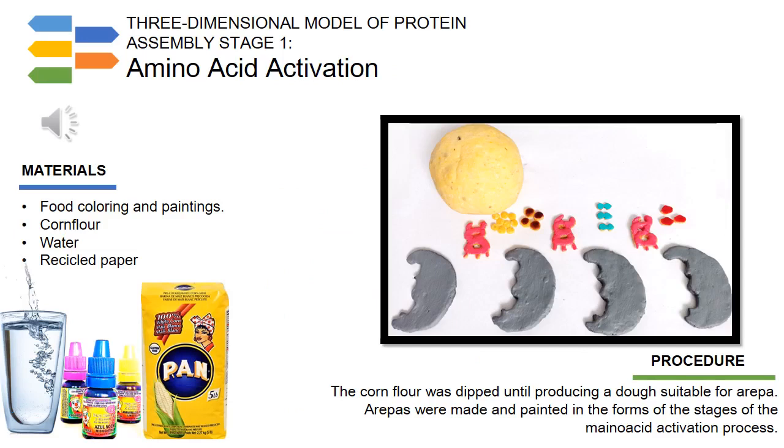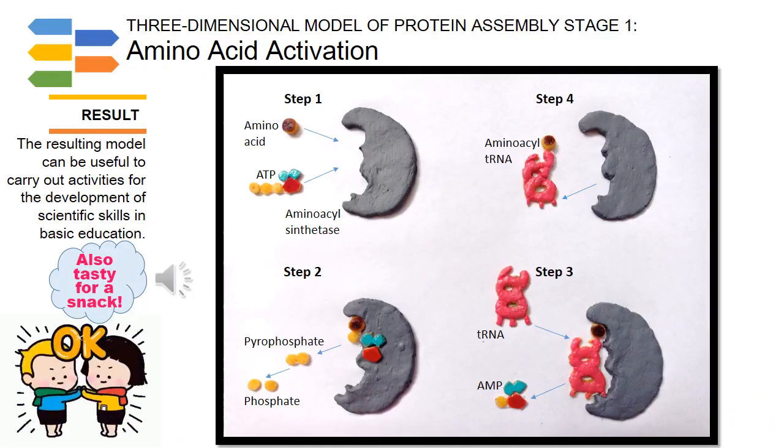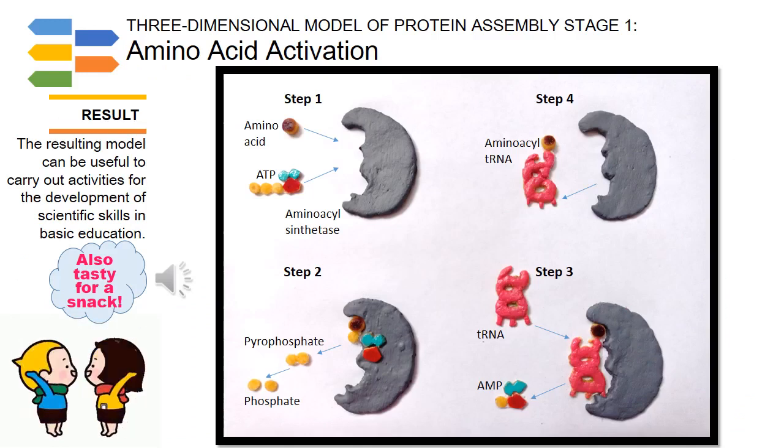Three-dimensional model of protein assembly, stage 1, amino acid activation. Materials: food coloring and paintings, corn flour, water, recycled paper. Procedure: the corn flour was mixed with water until producing a dough suitable for arepa. Arepas were made and painted in the forms of the stages of the amino acid activation process.